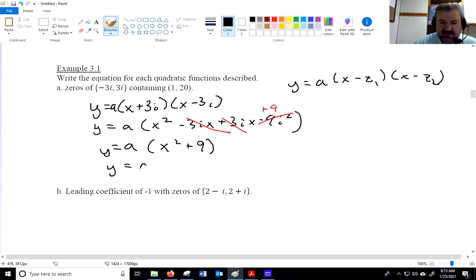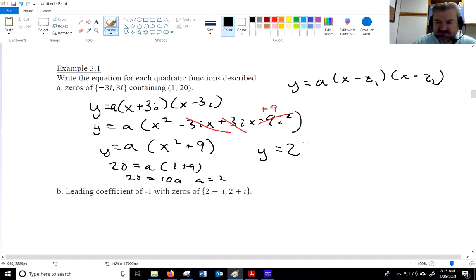Now, I simply need to find out what a is. I'll plug in 1 for x and 20 for y. 1 squared is 1. So this is 20 is equal to 10 times a, so a equals 2. So y is equal to 2 times x squared plus 9.